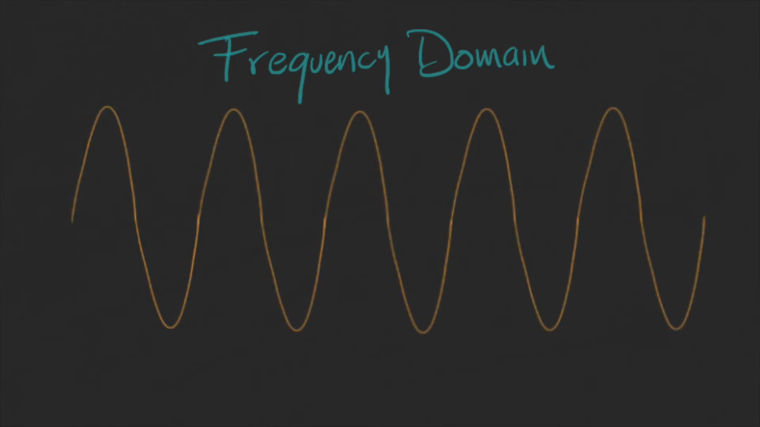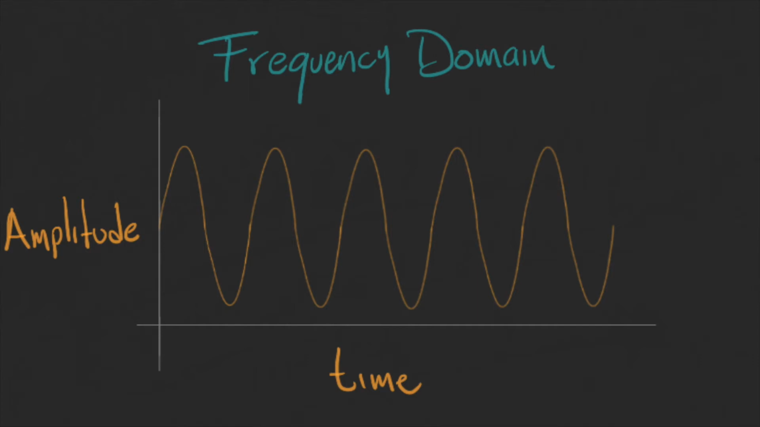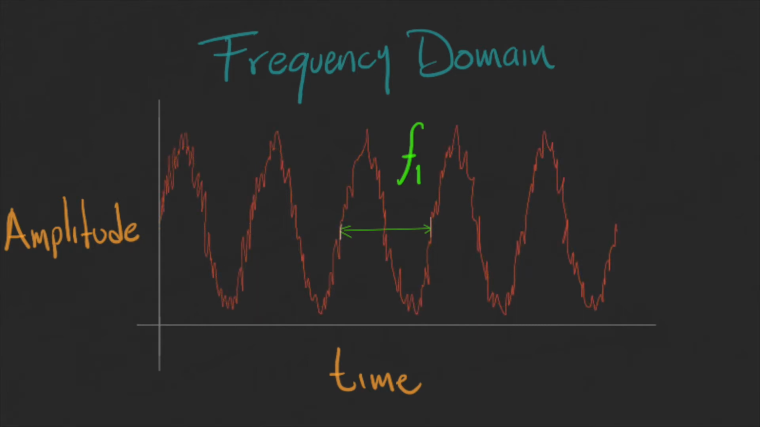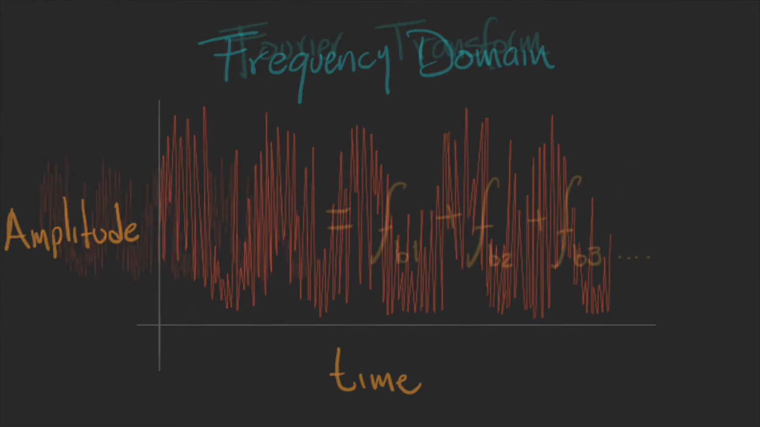The frequency domain deals with patterns that repeat in cycles, such as this pure sinusoidal wave. This wave has a specific frequency f1. Now, imagine that we add some random noise. If the amplitude of the noise is smaller compared to the signal, we will be able to differentiate one from another. However, if the noise amplitude is similar or larger than the signal, then we won't be able to tell which is which. Here is where Fourier will help us.